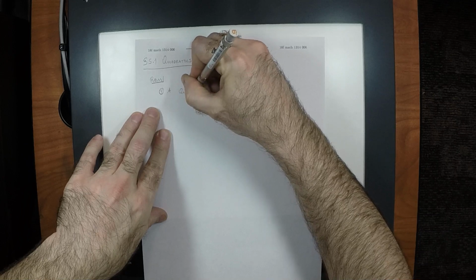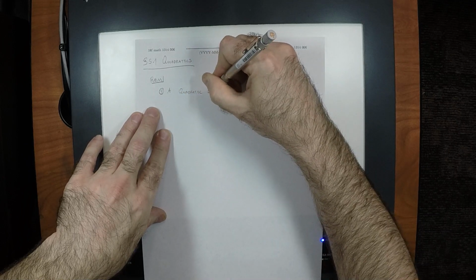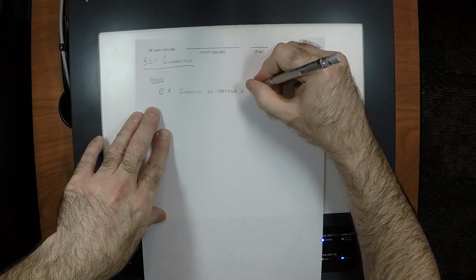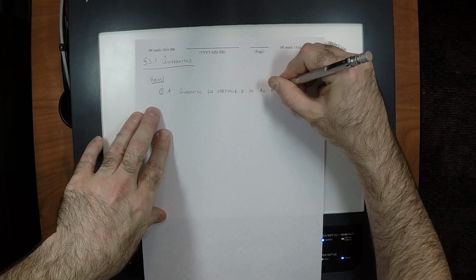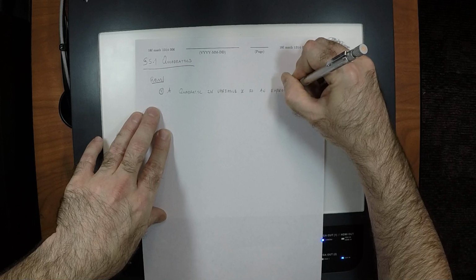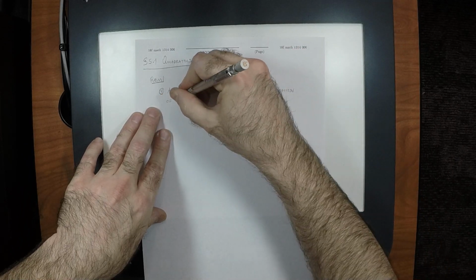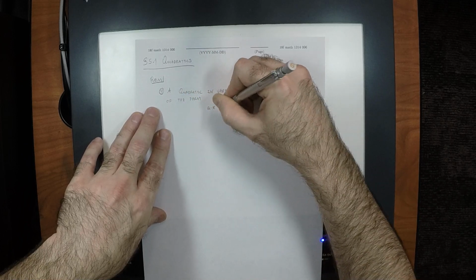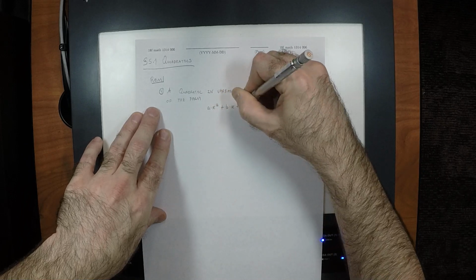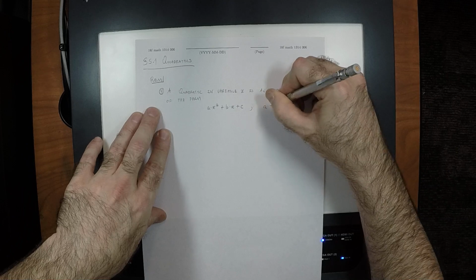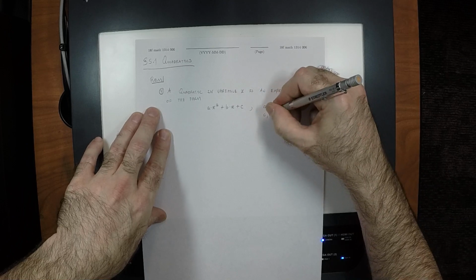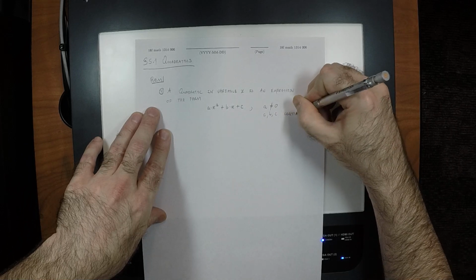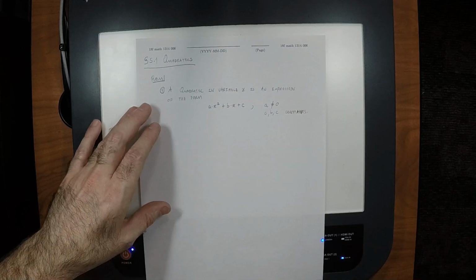So a quadratic in variable x is an expression of the form ax squared plus bx plus c, with a not 0, and a, b, and c are some constants. You know, we've seen lots of quadratics over the course of the semester.